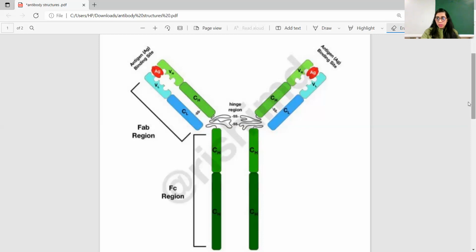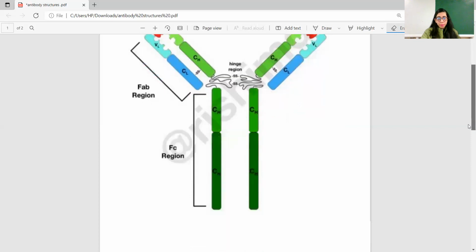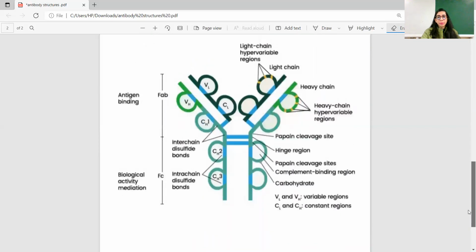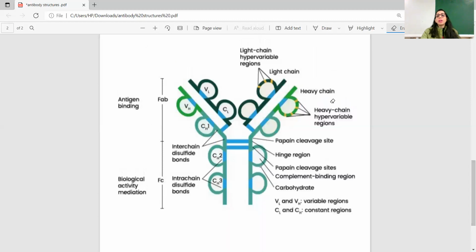So for this, I'm sharing one detailed antibody diagram here. Yeah, this is the one. So I'm going to explain the same diagram in more detail. Please listen carefully and pay more attention, because it's quite an important topic. But before that, let me tell you one thing.